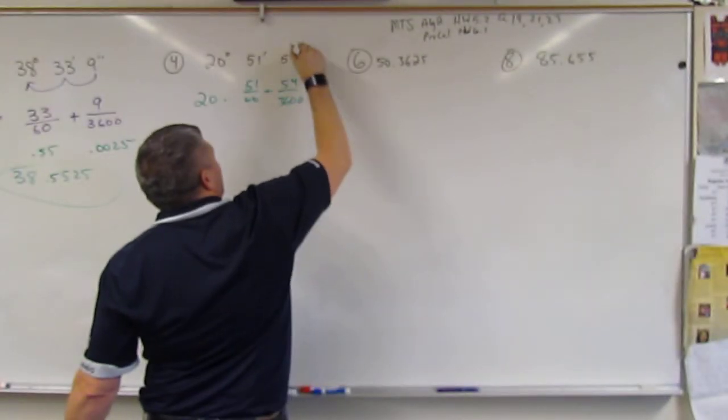Same thing. It's just 20 point. And then we got 51 over 60 plus 54 over 3,600. 5 over 3,600. Just 5? Well, that's all that is, right? I thought that was. Oh, was it a 54? It was a 54. My bad. Yeah, I didn't write 54. Man, I'm terrible today. Yeah, it's 54. There we go.